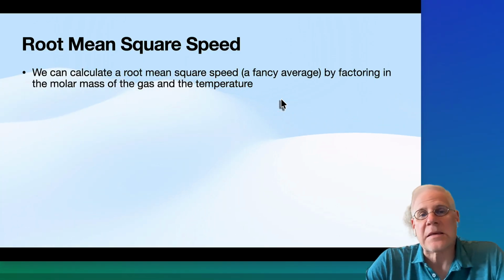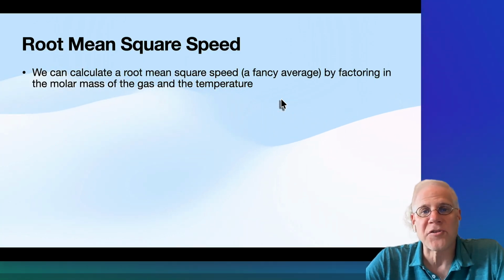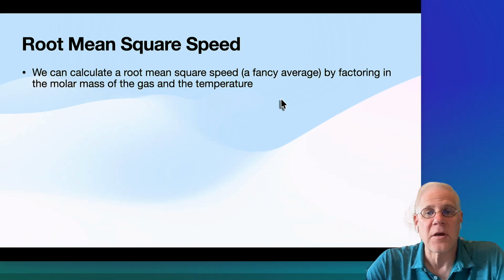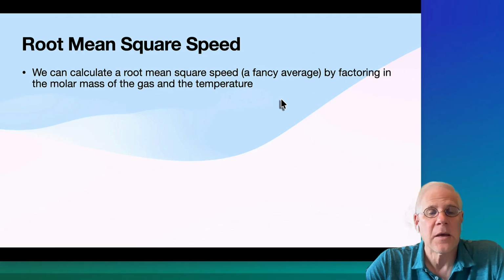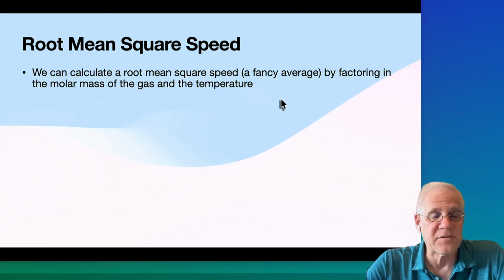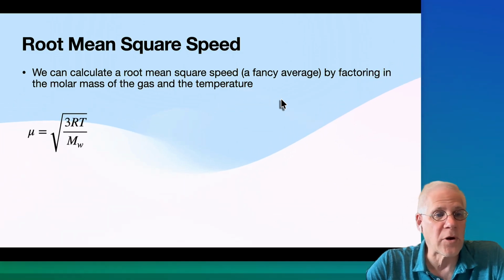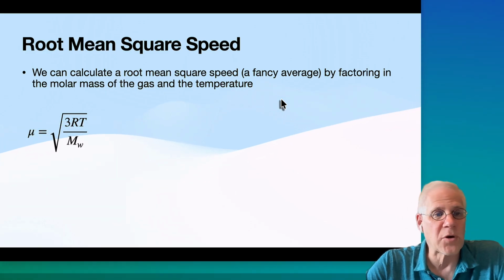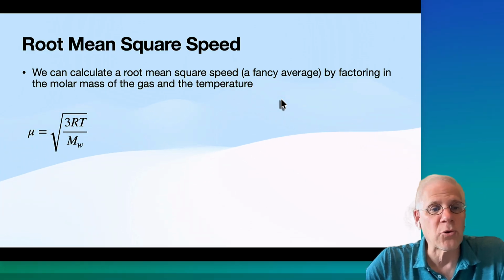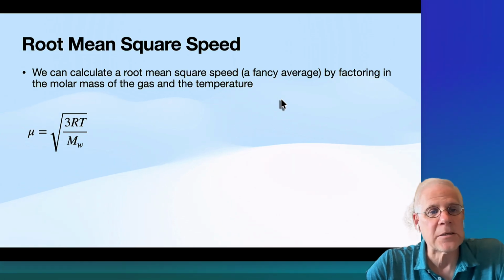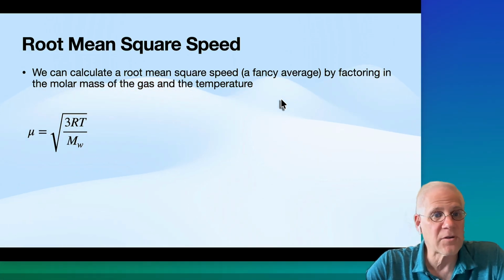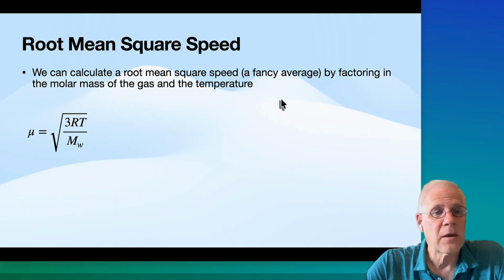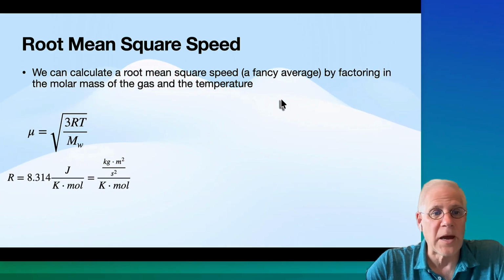Now we can calculate a thing that's called a root mean square speed, which is essentially a very fancy average. And we do this by factoring in the molar mass of the gas and the temperature that the gas is sitting at. And so here's our equation. The Greek letter mu, that's our root mean square speed, is equal to the square root of 3RT over the molar mass, where R is our gas constant, T is temperature in Kelvin, and MW is our molar mass.